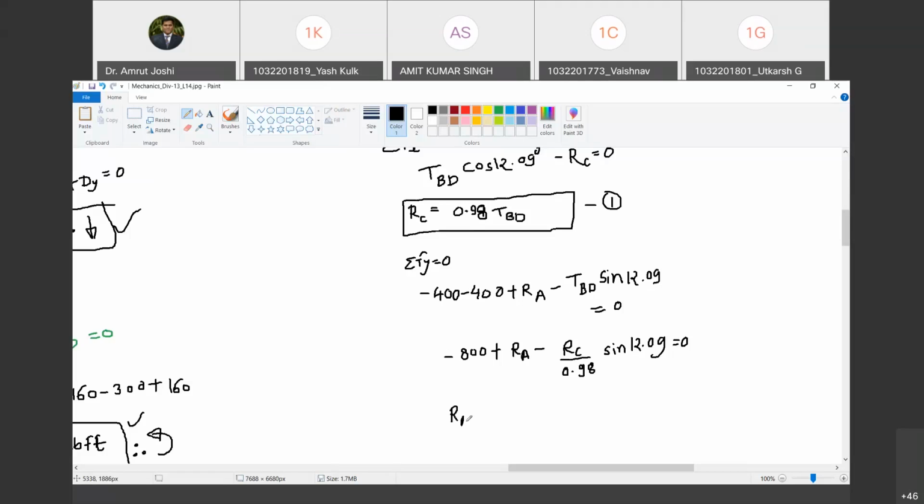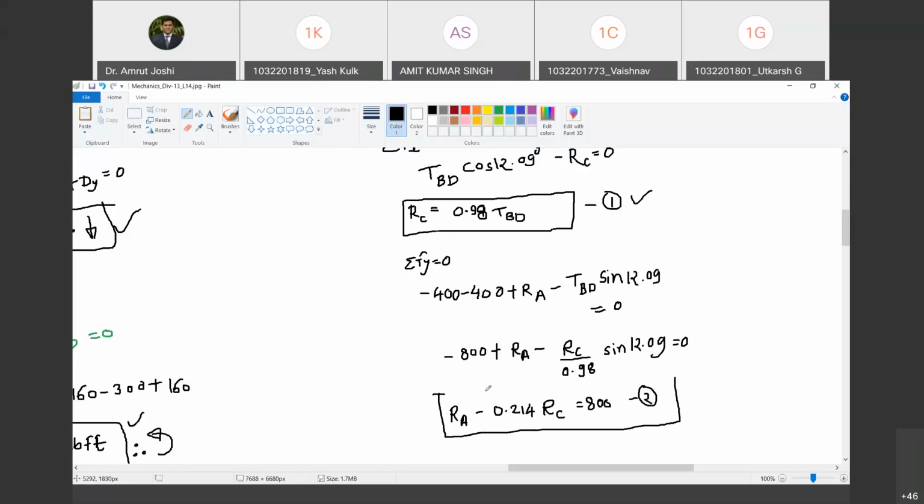We get RA minus, how much is sine 12.09 upon 0.98? Sine 12.09 is 0.209, divided by 0.98. So it is 0.2137, which I will take as 0.214. Are you with me? 0.214 RC. This must be equal to 800. This is the second equation. Happy? Yes.